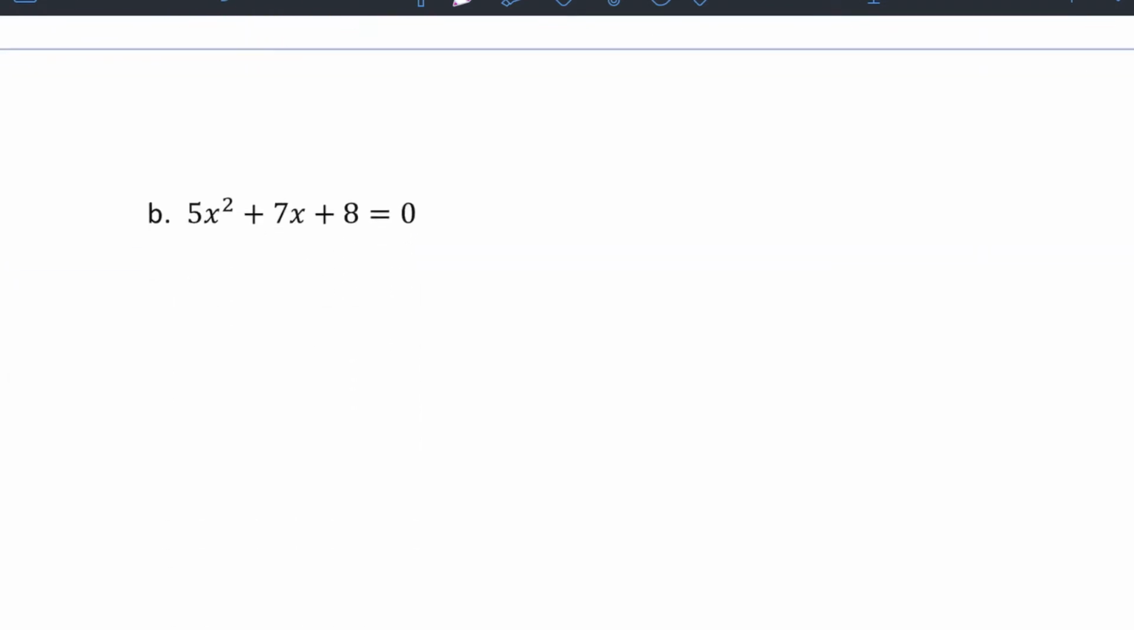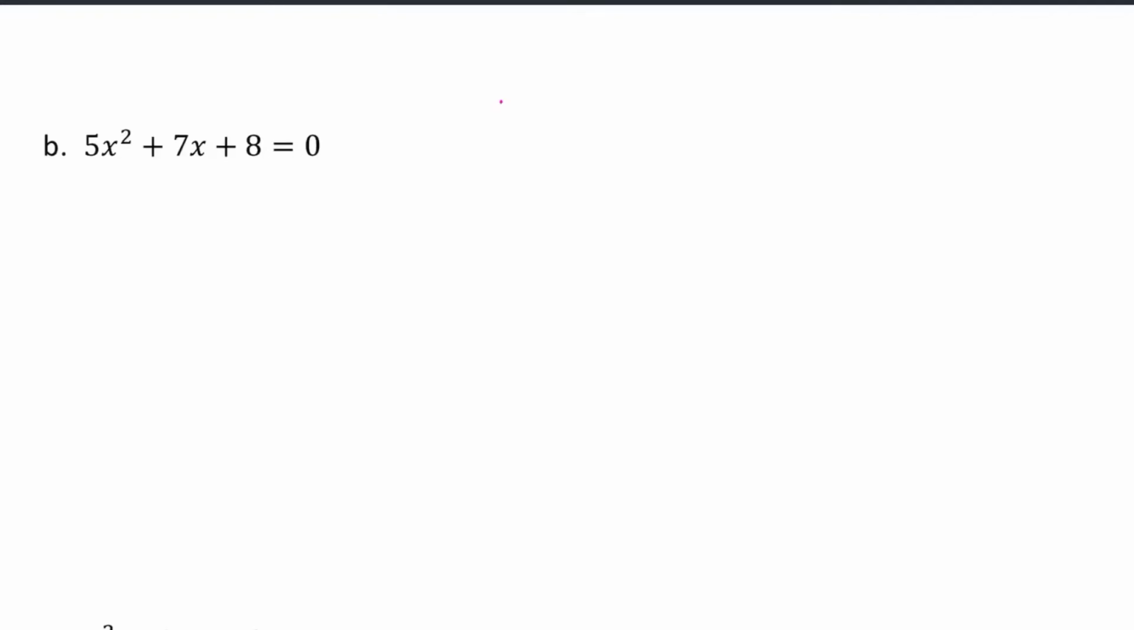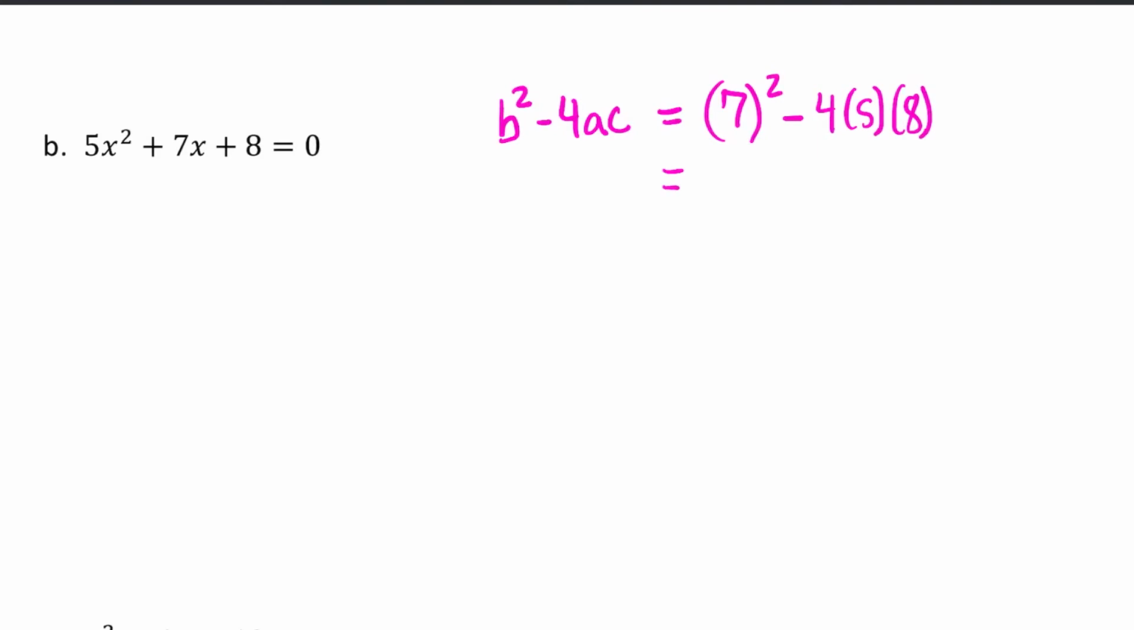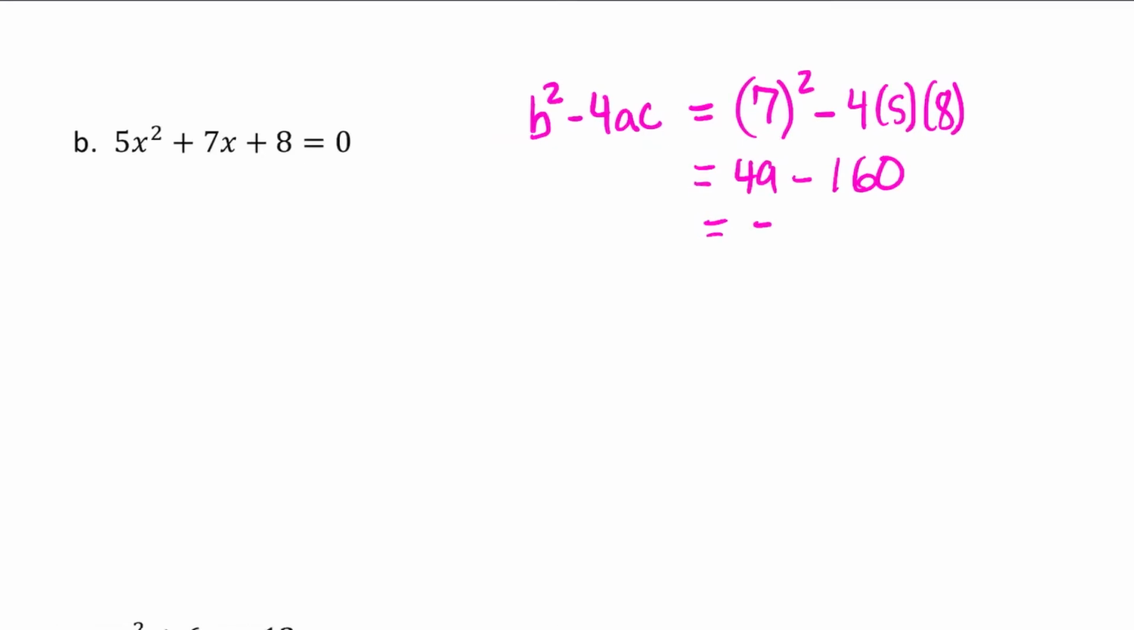If you're looking at this one, well, I have x squared and x to the first, so there's no way to just rearrange and get x by itself. I can use my discriminant to see if it'll factor. So I could do 7 squared minus 4 times 5 times 8. This is my b squared minus 4ac. Oh, okay, well this is going to get me a negative number, negative 111, so not a perfect square.